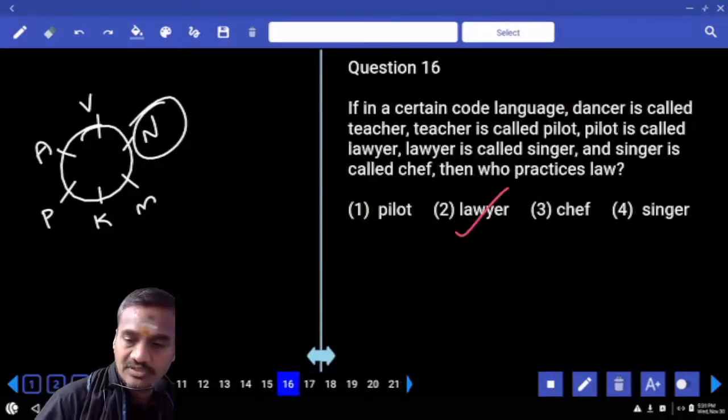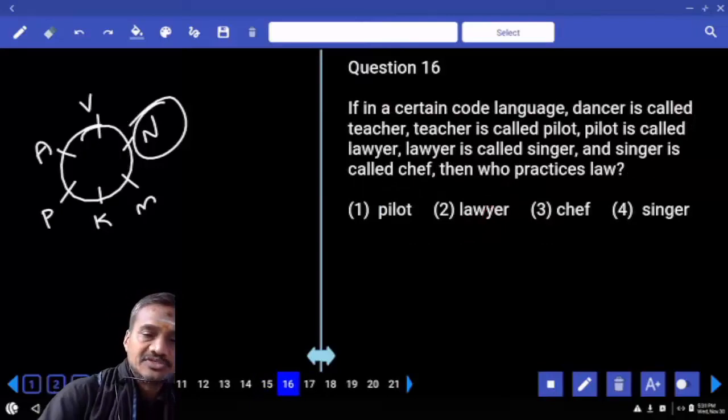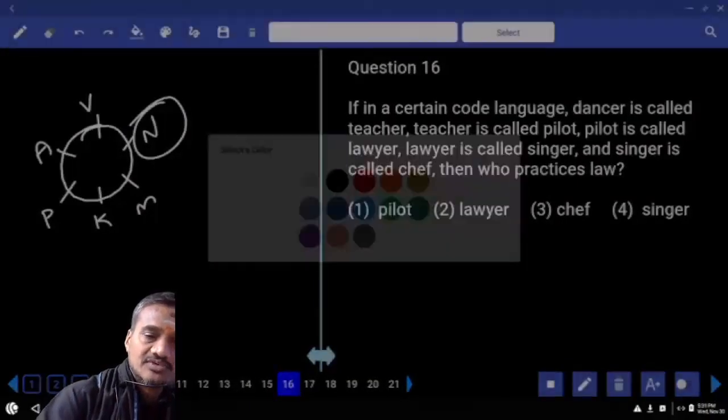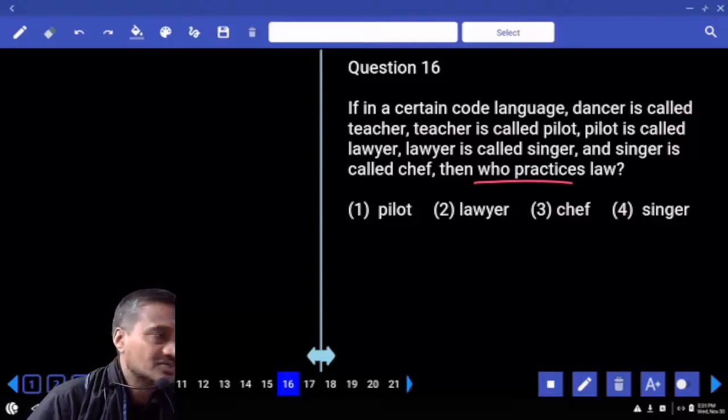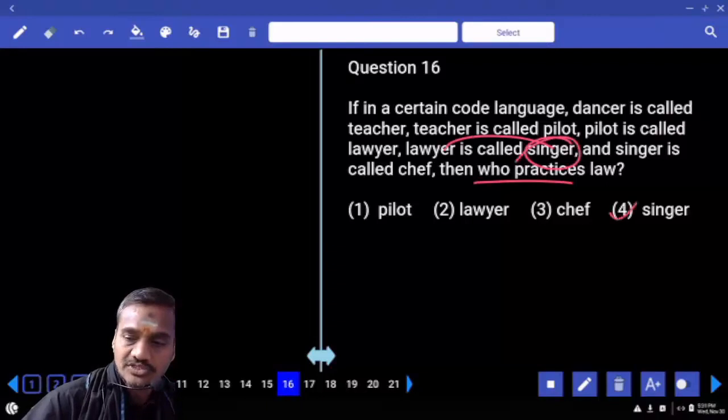Then the 16th one, in a certain code language, and so on. Then who practices law? The one who practices law is called a liar. Now liar is called singer. Singer is answer choice 4.